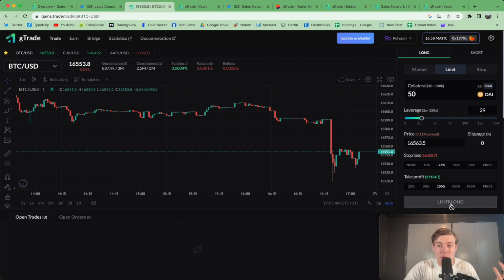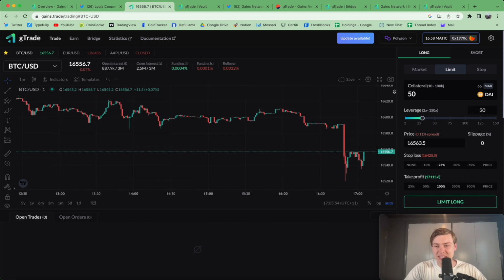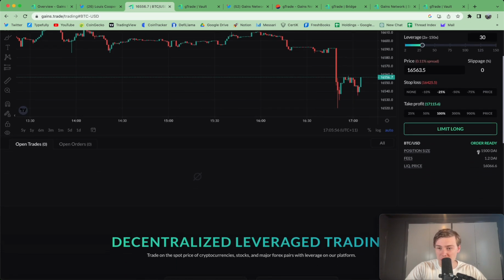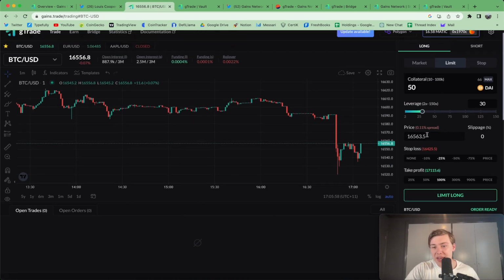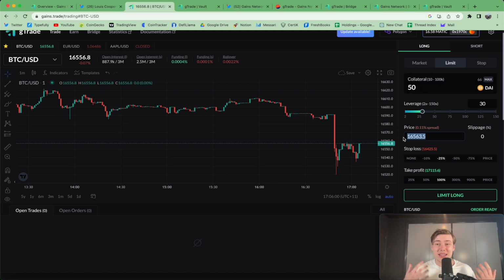It's totally up to you, but they do have a minimum for you to long, and they also have a similar thing on the short side where there's a minimum here. So I'll put through a 30x leverage trade with $50 just to give you an example. That gets us to that total minimum of 1,500 DAI. The next thing I need to do is set my price. Let's say I'm really interested in longing Bitcoin on this next dip at 16,519. I would simply enter 16,519 in terms of my price, and I would set my stop loss.